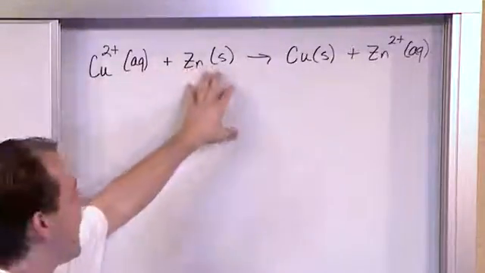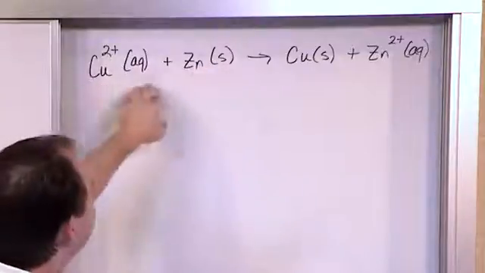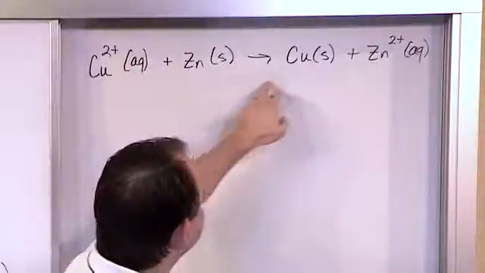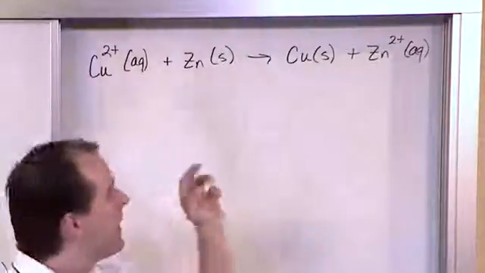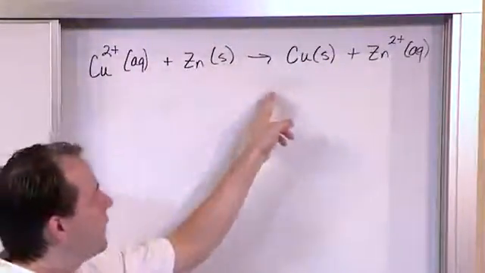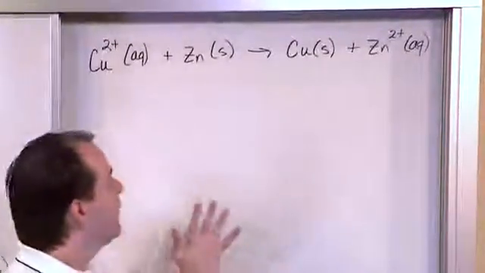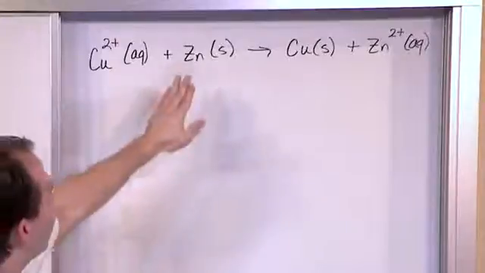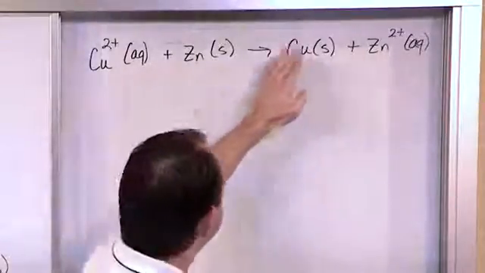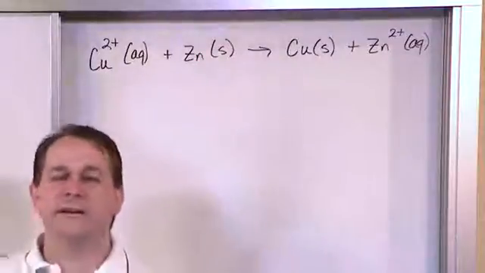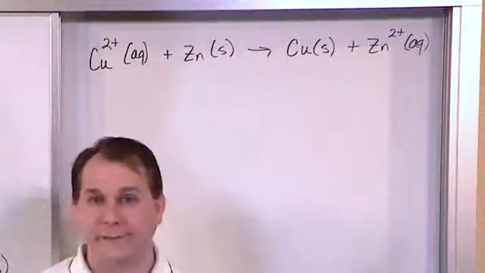And to that I add zinc. Now somehow some electrons are transferred here, and the copper, which was an ion, ends up being a neutral atom. And the zinc, which was neutral to begin with, ends up being an ion in the solution. So if you just look at balancing this reaction, you have one zinc atom and one zinc atom, and one copper atom and one copper atom. So this is balanced in terms of atoms, okay?